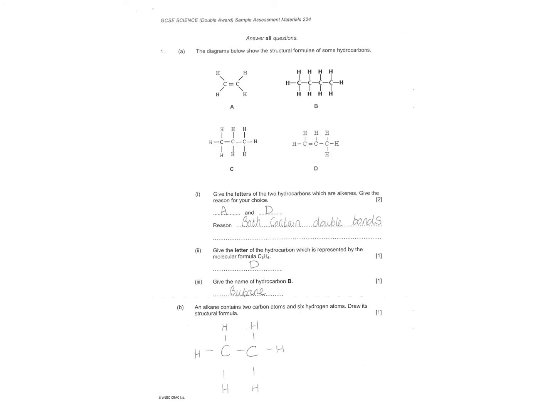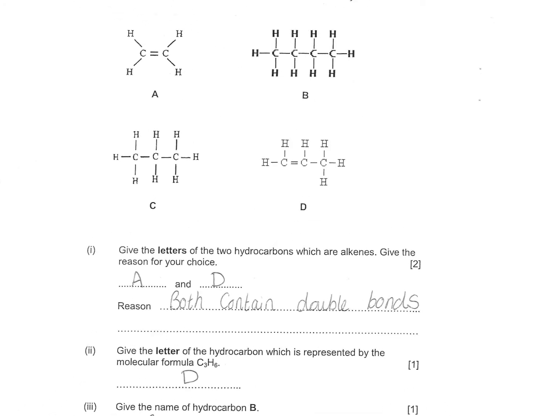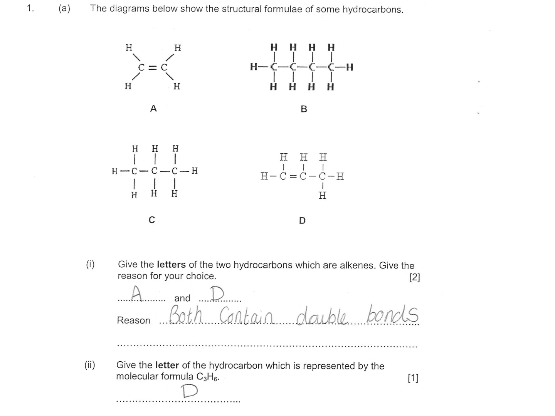Right, so this is a work through of the chemistry foundation year 11 SAMs, the sample assessment material. The first question asked you to give letters of two hydrocarbons that are alkenes. Alkenes are something with a double bond. Give a reason for your choice. So it would have been A and D because they both contain double bonds.